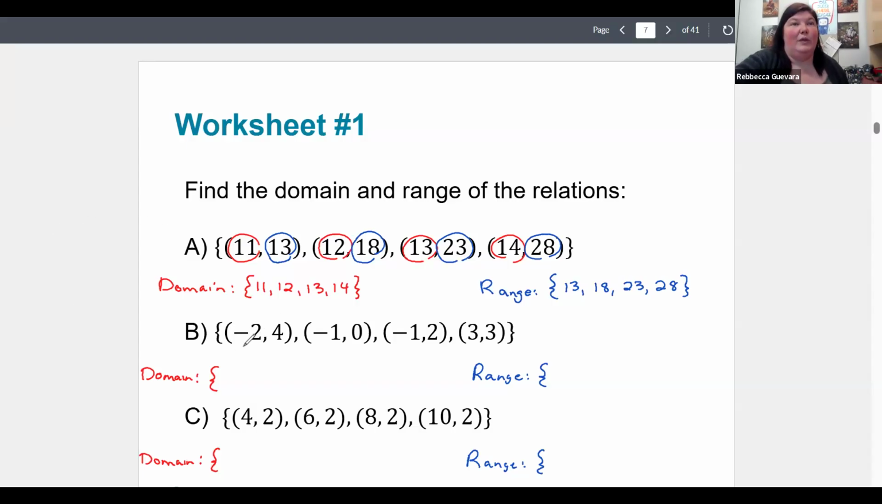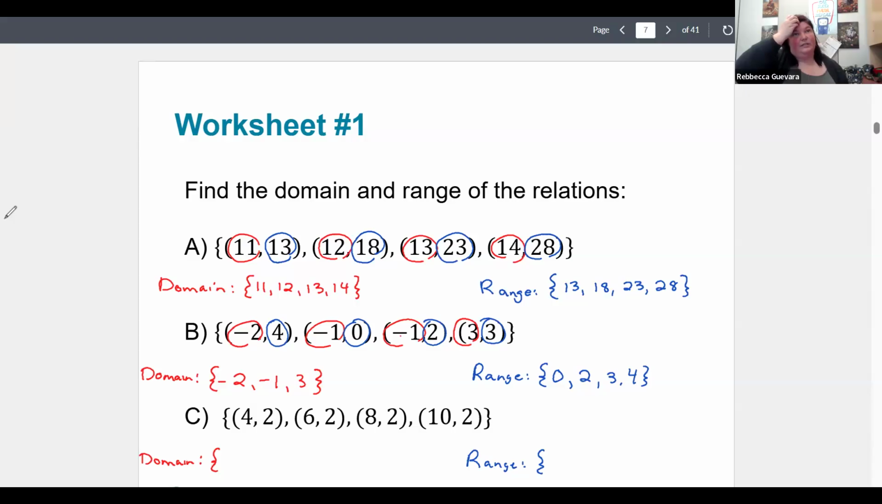Now for B, we get a -2, -1, -1, and 3. That is my domain of the first numbers. So the smallest is a -2, then we have -1. We have it two times, but I only write it once in the set, and then we have the 3. So here the domain is only really three numbers. The range would be 4, 0, 2, and 3. Starting with the smallest, the range is going to be 0, 2, 3, and 4.